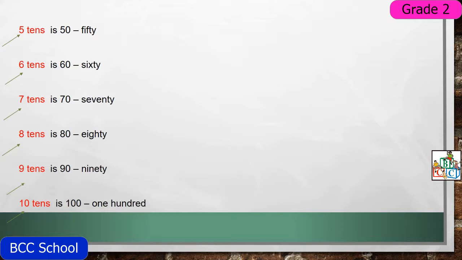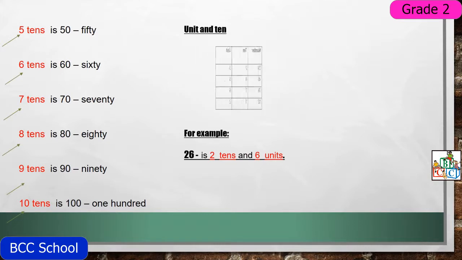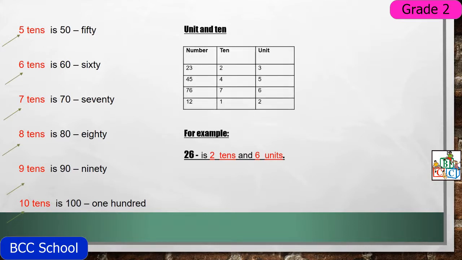Et comment on écrit 100? O-N-E-1 and H-U-N-D-R-E-D. 100. One more time. O-N-E-1. Now 100. H-U-N-D-R-E-D. 100. So, if you know this, you know unit and 10 also. You still remember the unit and 10. I think this is the easiest.